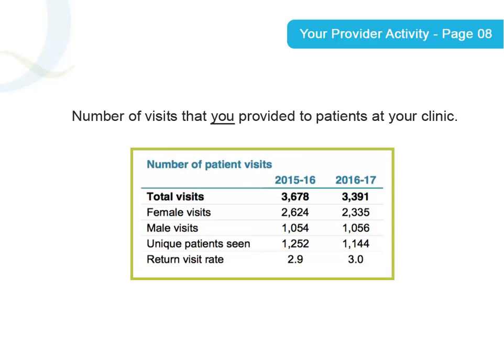Your provider activity can be found on page 8 of your report. This is the total number of visits that you provided to patients at your clinic. This measure is an indicator of the capacity of services you provide to your panel of patients. This will include patients who are yours, as well as those of other primary care providers who came to see you for care.